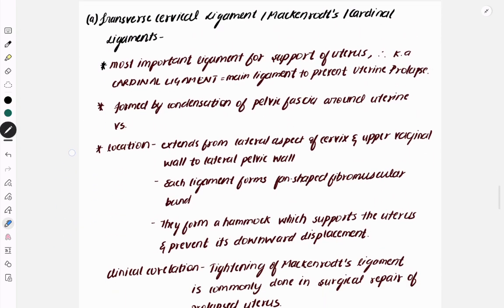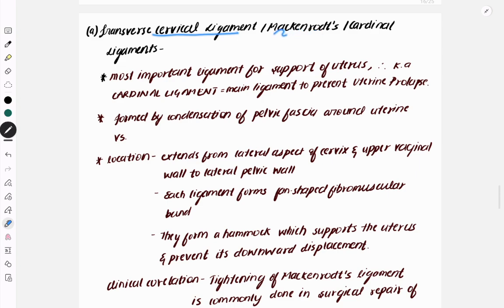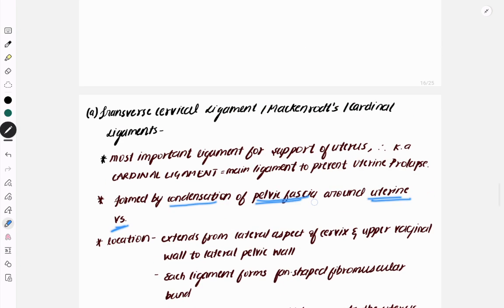So the first ligament we have is the transverse cervical ligament, which is also called the ligament of McEnroe or cardinal ligament. The reason we call it the cardinal ligament is because it is the most important ligament required for the support of the uterus, which means to prevent uterine prolapse, this ligament is the most important one, and therefore it is also called the cardinal ligament. What is it composed of? It is mainly formed by the condensation of pelvic fascia which is present around the uterine vessels.